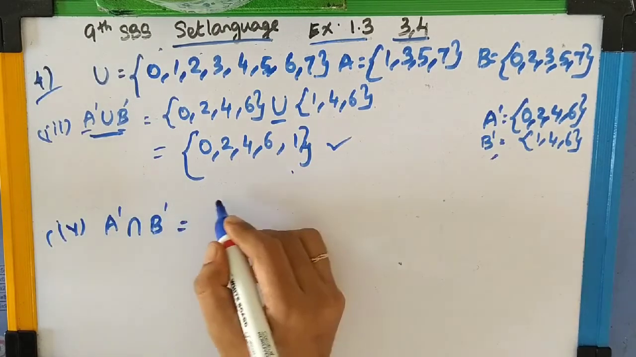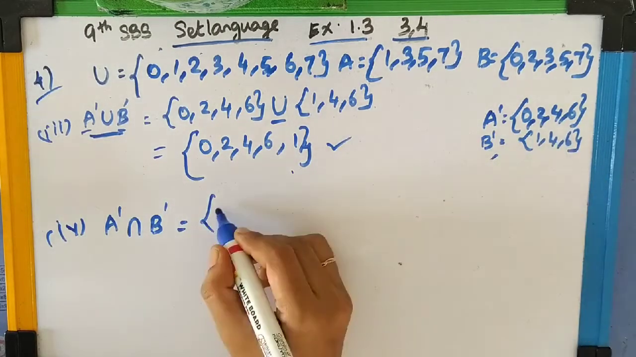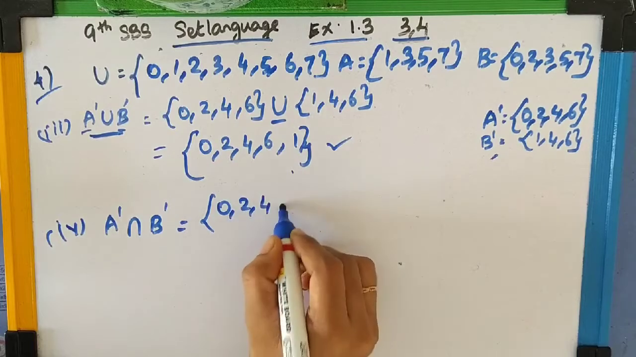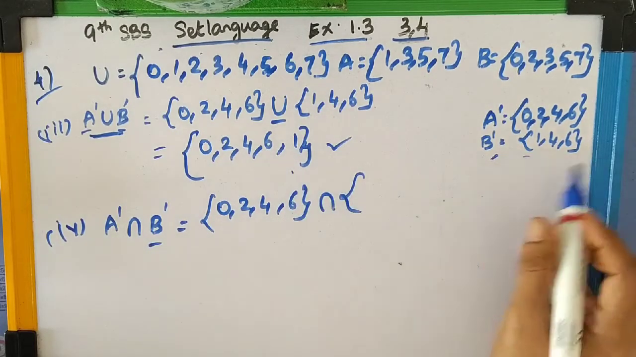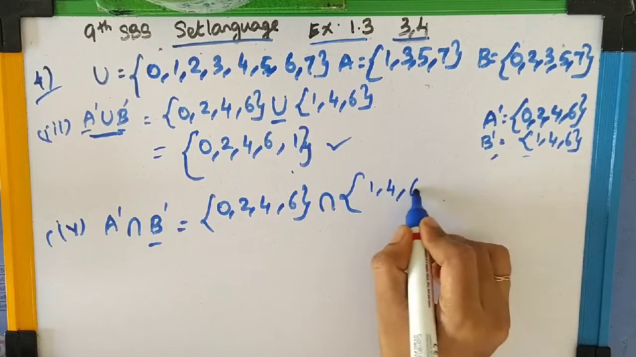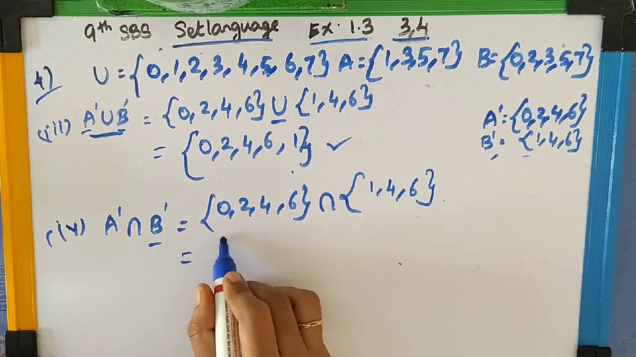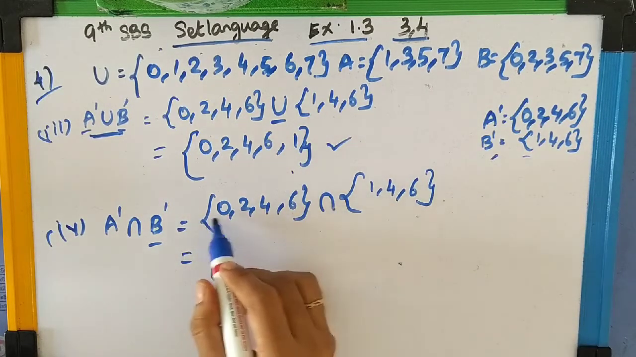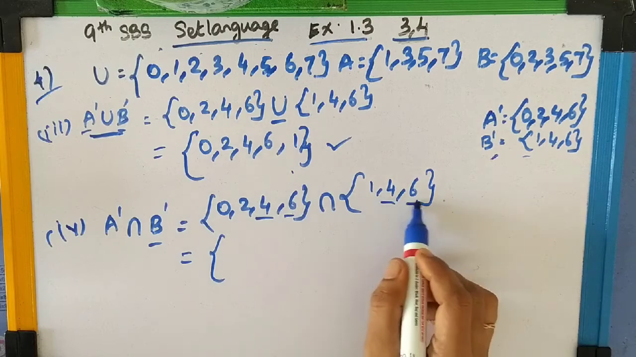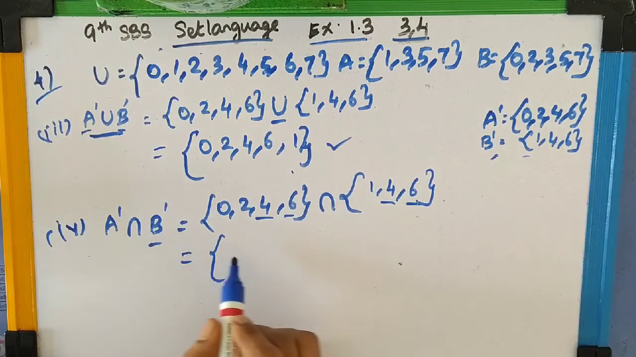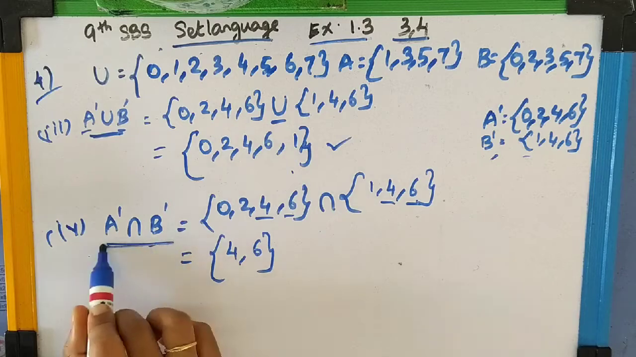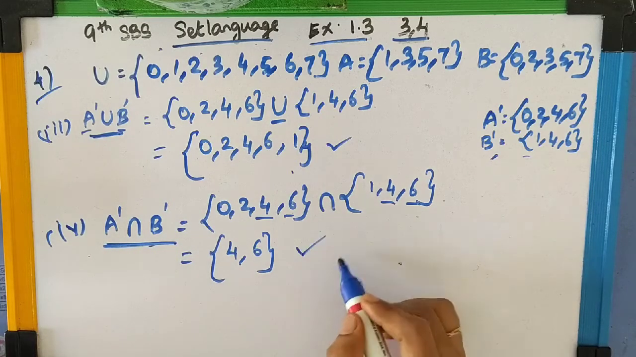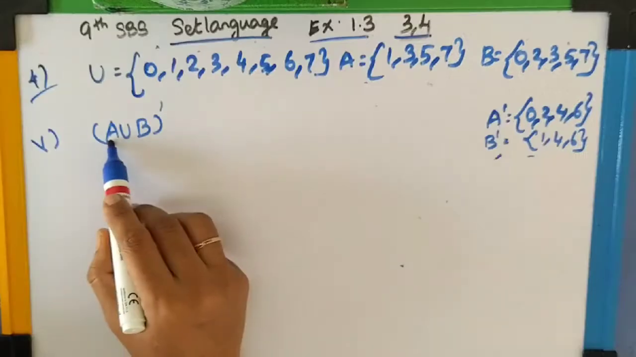Okay. Now, A dash intersection B dash. What is A dash? 0, 2, 4, 6. Intersection. What is B dash? 1, 4, 6. What is the meaning of intersection? We have to write only the common elements. What are the common elements here? 4 and 6. Isn't it? Yes. So, A dash intersection B dash is equal to 4, 6.